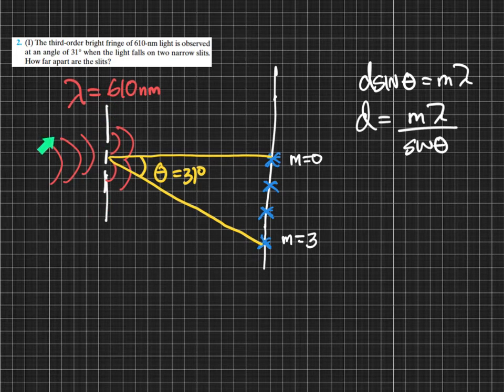Here are my slits, and here's my incident light. It goes through two small openings, so we have two wave fronts, and the angle produced from the central maximum to the third order is 31 degrees. So m equals 0, m equals 1, m equals 2, m equals 3. The equation I can use is d sine theta equals m lambda. I can then solve for d by taking m times lambda and dividing that by the sine of my angle, 31 degrees.